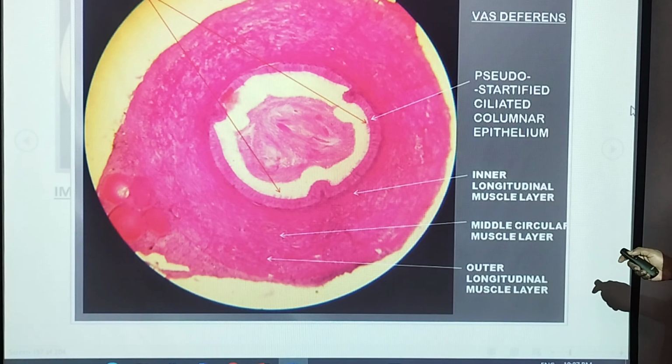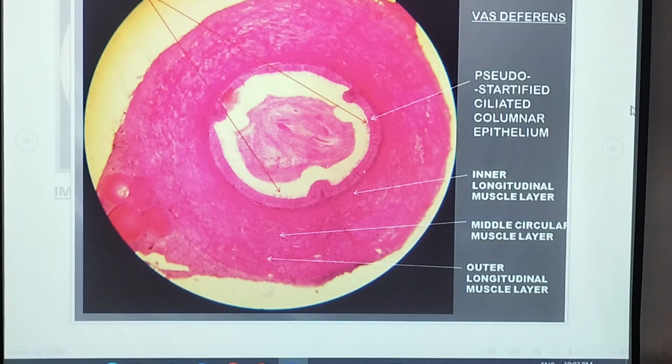You can see the structure is quite muscular. So once you see the lining epithelium, we will move on to the muscle layer. You can see the inner longitudinal smooth muscle layer, then the middle circular smooth muscle layer, and then the outer longitudinal smooth muscle layer. So it is a quite muscular structure.